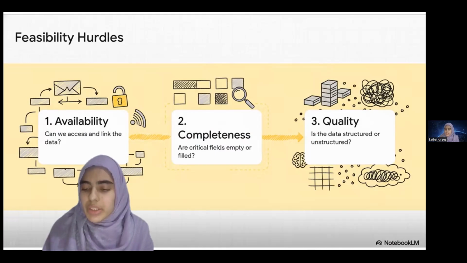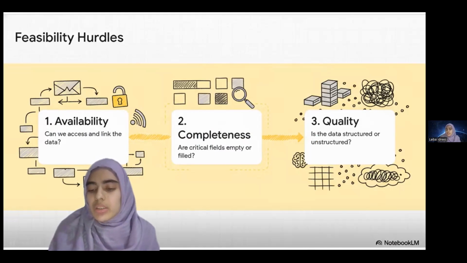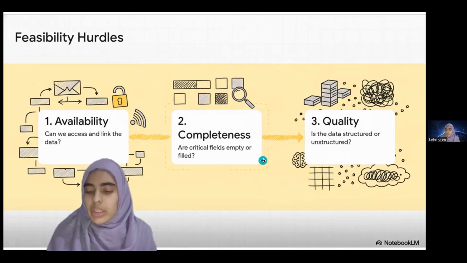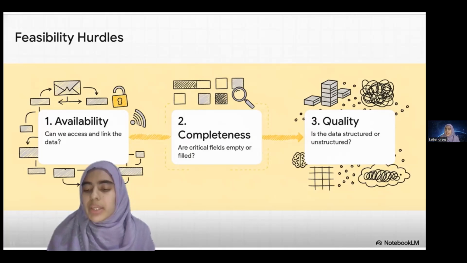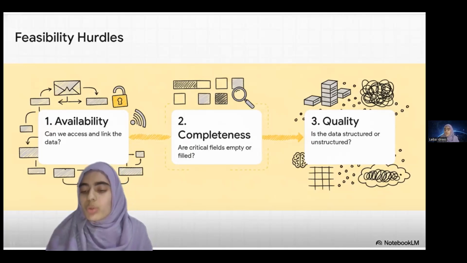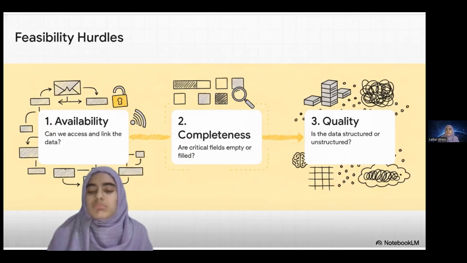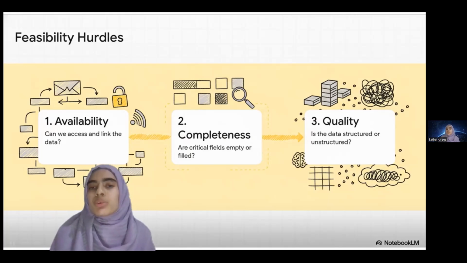Let's look at three major hurdles that kill projects. Availability means, can we link the data? Completeness: are the fields empty? For example, if you want to study obesity, is BMI actually recorded for 90% of the patients, or do nurses skip it? And quality is about whether it is structured. If you want to study worsening cough, that lives in free text notes unless you have NLP. That variable is inaccessible. Data should be in structured form, basically, that we can use in our project.